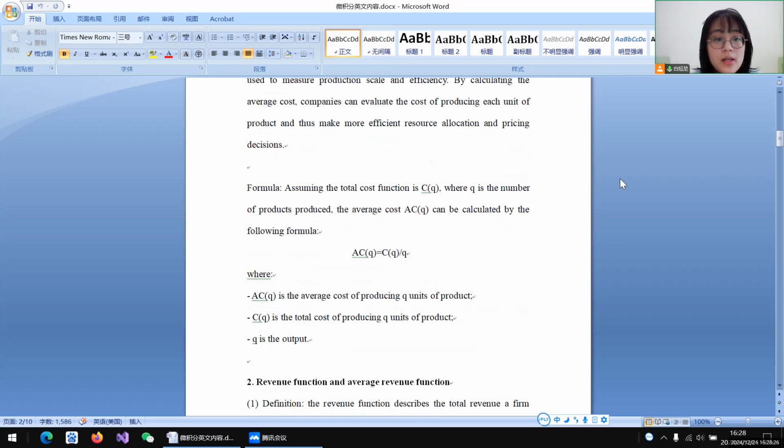We should know that AC(Q) is the average cost of producing Q units of product, and C(Q) is the total cost of producing Q units of product, and Q is the output.